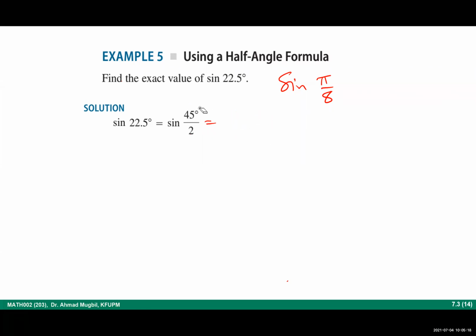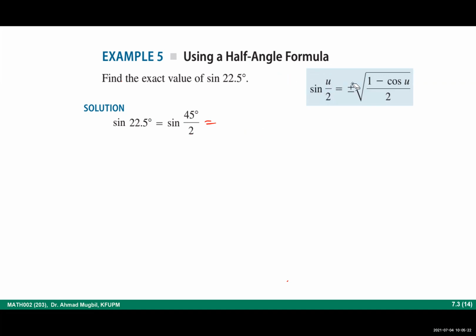Now you will use the half angle formula. Sine u over 2 is positive or negative the square root. What do you think? Are we going to use the positive or the negative? So this will be positive or negative the square root of 1 minus cosine u over 2, where u is 45. Positive or negative? What do you think? Rayyan Muhammad, is it positive or negative?